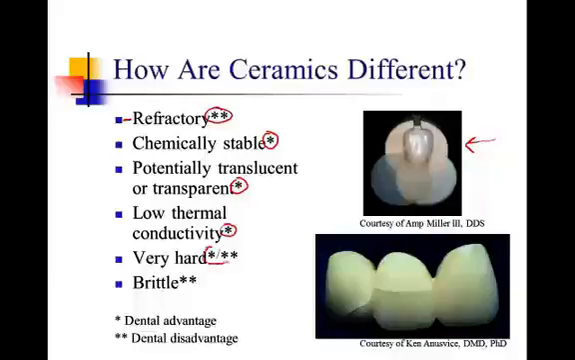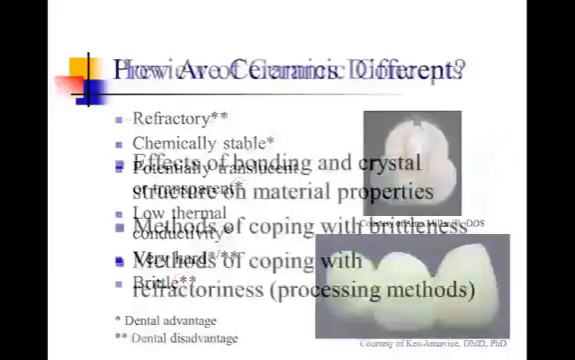Hardness can be a positive or negative aspect. Being harder than other materials means that ceramics are resistant to abrasive wear. They're not likely to be worn away by other materials that they rub up against. But depending on their surface finish, it can mean that a ceramic is an abrasive antagonist, which means that it can accidentally wear away opposing materials over time, like opposing dentition. So that would be a bad thing. And then we talked about how the brittleness of ceramics is a negative aspect.